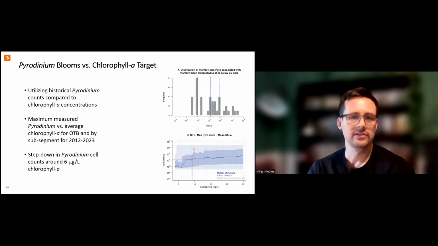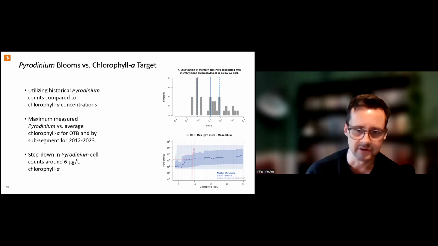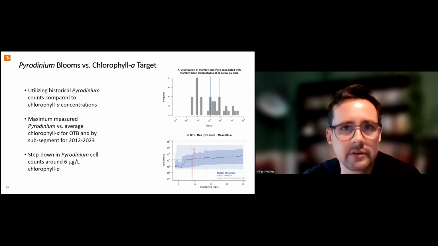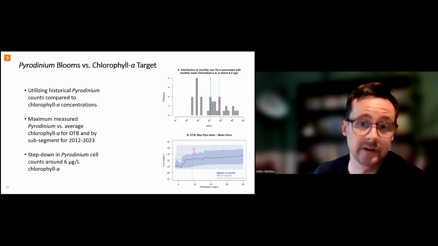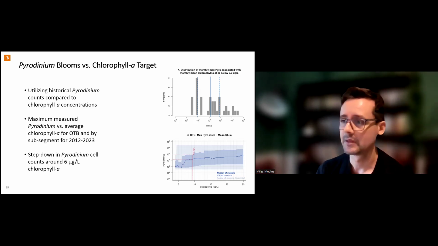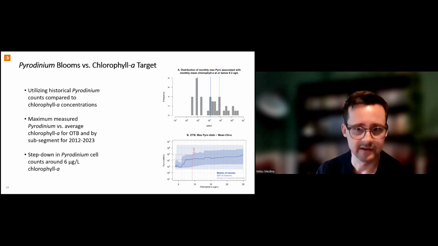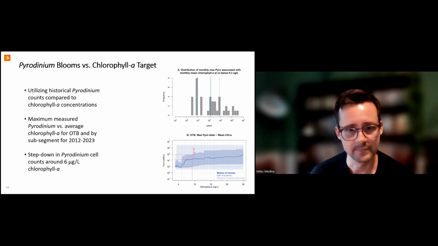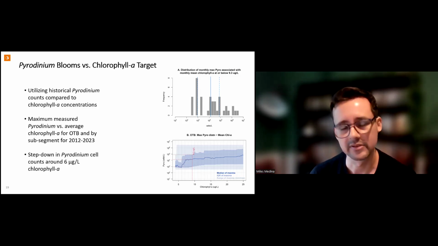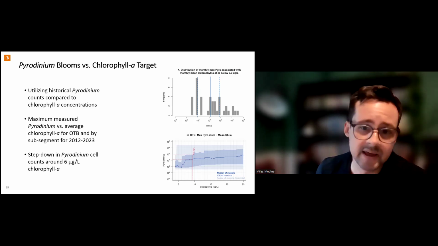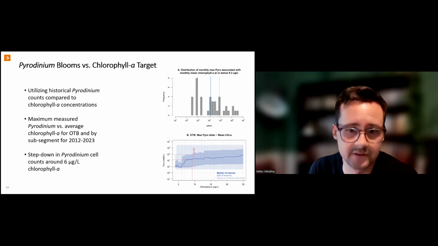All right, so this takes a little explanation, so I want to walk through how to interpret this graph. This is something kind of new. We wanted to have an idea of whether reducing the chlorophyll target would be an effective way of trying to control pyrodinium blooms. The first thing you might think to do is just take paired data, let's say the monthly average chlorophyll concentration and the monthly maximum pyrodinium cell count, and put them up in a scatter plot and do a regression. And you can do that, and in some cases, you'll see a significant relationship there.